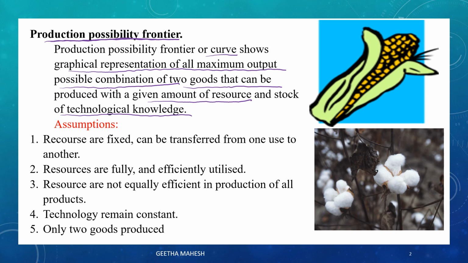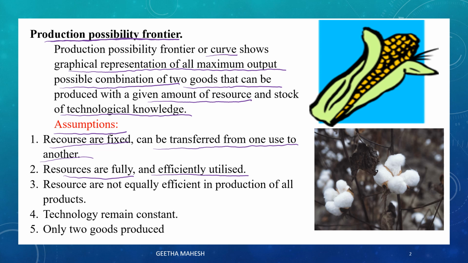To understand this concept, first let us discuss the assumptions. The first one is that resources are fixed and resources can be transferred from one use to another. That means the resources are given and can be used for the production of A product or for the production of B product. Resources are fully and efficiently utilized. That means there won't be any wastage or underutilization of resources.